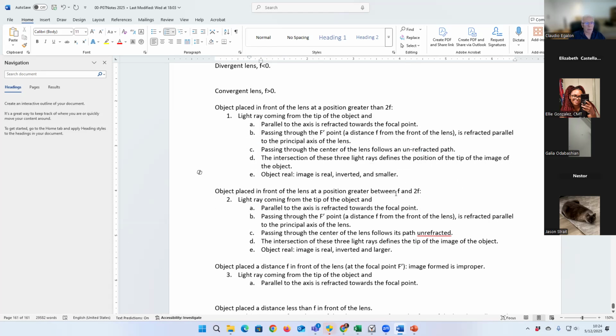We place the object at a position between f and 2f, so it's going to be like that: the object distance DO is less than 2f and greater than f.